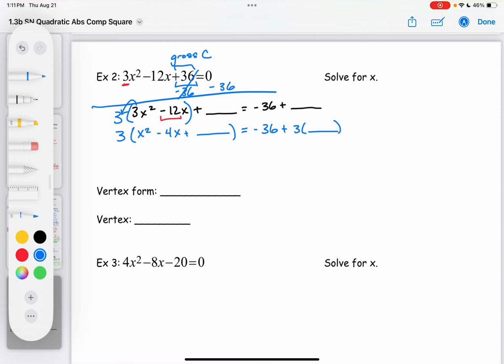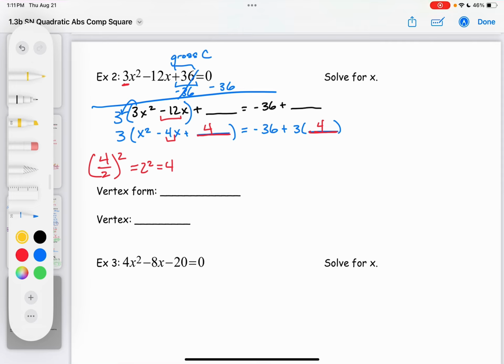So again, I'll change the color. In this blank and this blank, you're going to put a number in there, and it's going to match on both sides. How do you find that number? You take your b value, you half it, and you square it. So it actually gives me 4, because half of 4 is 2, and 2 squared is 4. So at this final step, I need to simplify the two sides, and I need to get it into vertex form. So how do I do that?